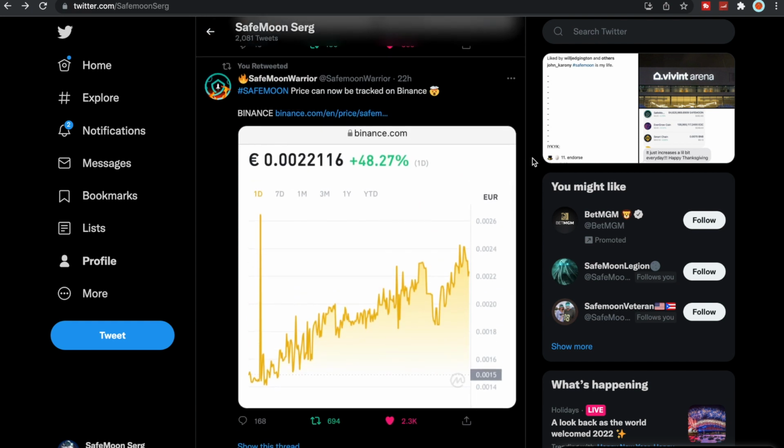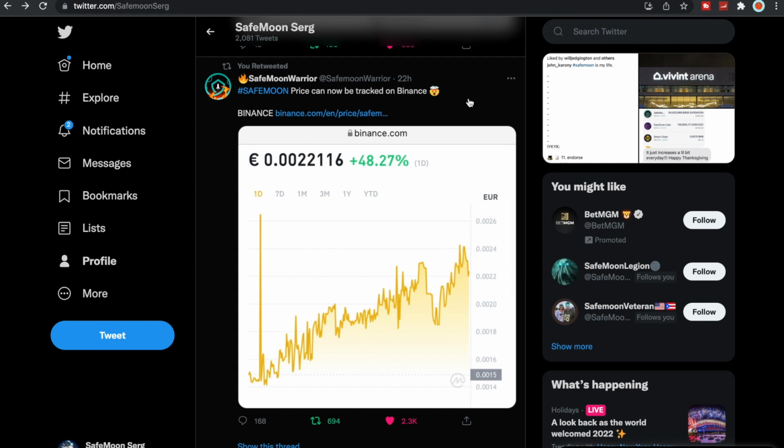This is going to be a very, very big year for Safemoon, especially the first two quarters of this year. So from now into May, we're going to have some huge news and some huge volume coming for Safemoon, and price movement. Safemoon can now be tracked on Binance.